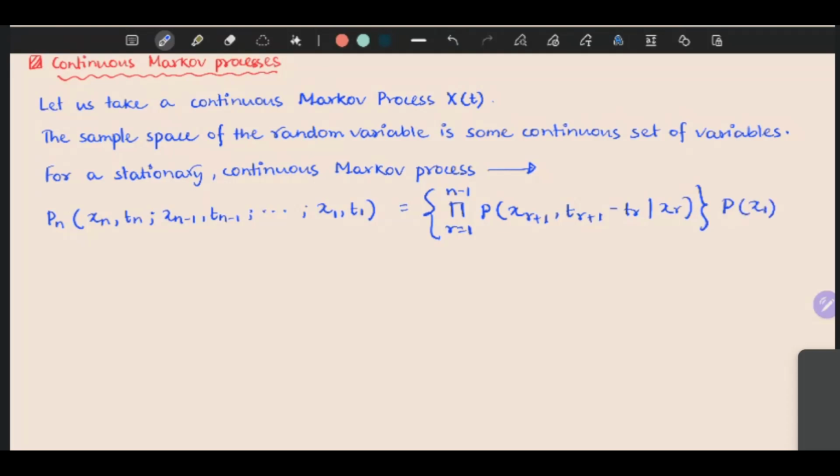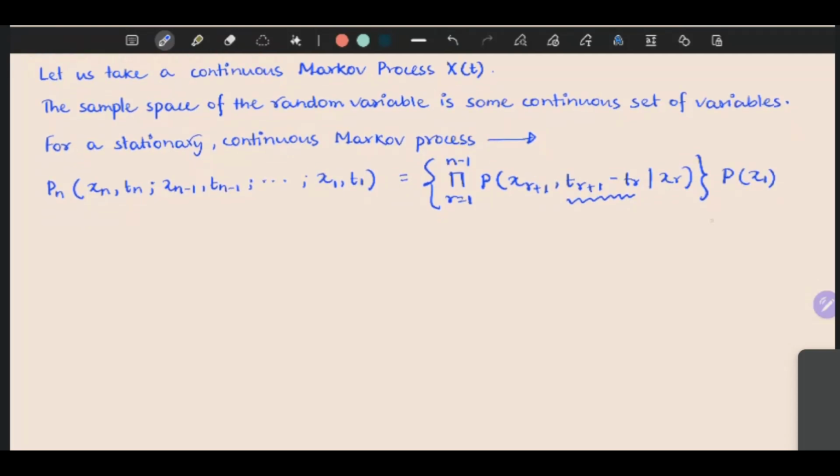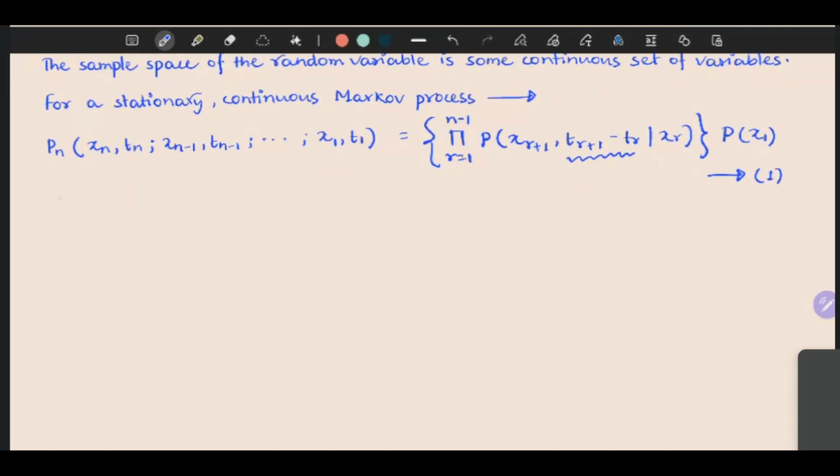So basically we are taking that time translational invariance is assumed. So for r equal to 1, it will be t2 minus t1, x2 from x1. So it is the transition probability from x1 to x2 given the time t1 to t2. Okay, so basically we are talking about this, and this is for every n greater than or equal to 2.